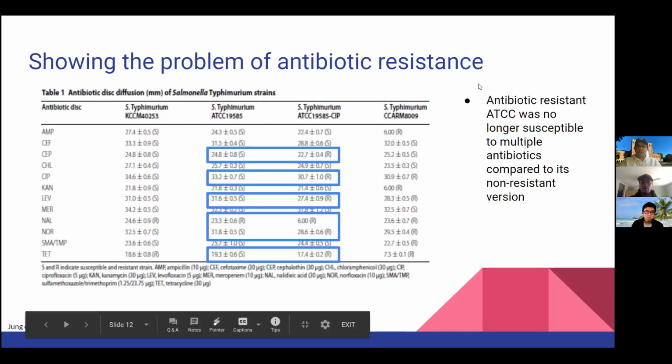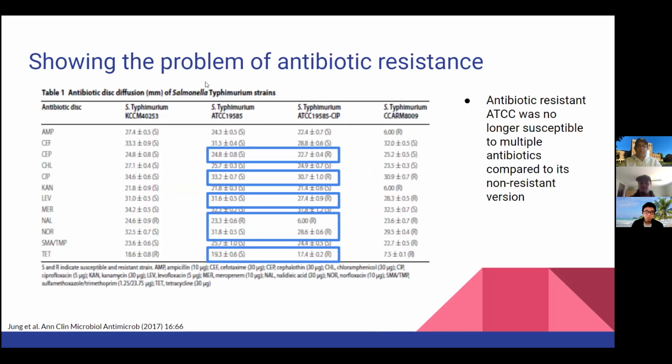So in one of his experiments, he wanted to exemplify the problem of antibiotic resistance. Looking at it, each column represents one of the 4 Salmonella bacteria, and focusing on the 2 middle columns, you can see that one of them is Salmonella ATCC 19585, and the other one is ATCC 19585 ciprofloxacin induced. This is just the antibiotic resistant strain of the ATCC bacteria.